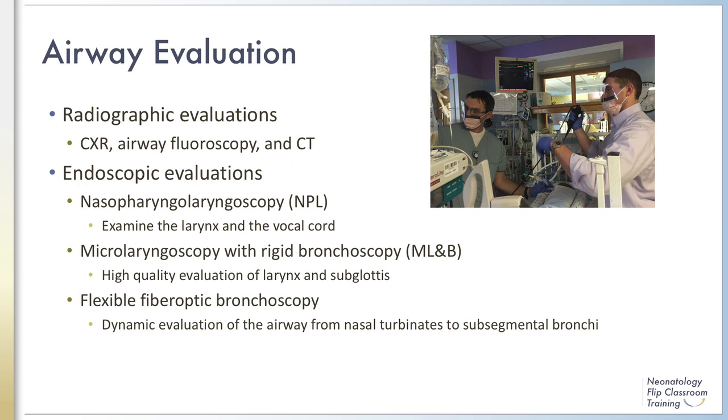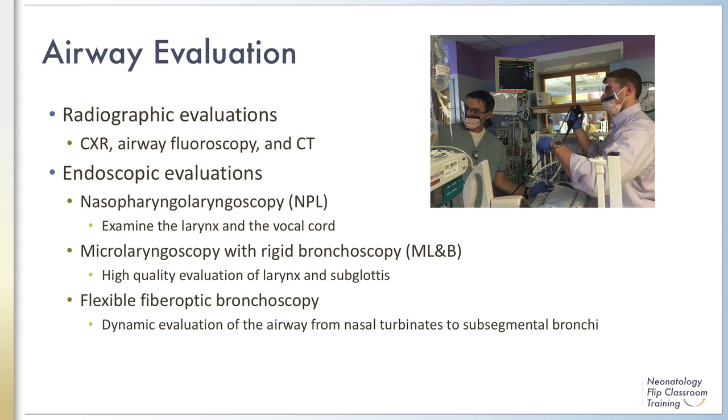NPL can be easily done at the bedside with minimum or no sedation to evaluate the larynx and the vocal cord. However, examiner experience can greatly affect the accuracy of the evaluation. Rigid bronchoscopy provides high-quality, magnified images of larynx and subglottis, and the airway can be assessed simultaneously for diagnostic purpose and therapeutic intervention. However, it usually requires general anesthesia in the OR and cannot evaluate beyond the main bronchi.